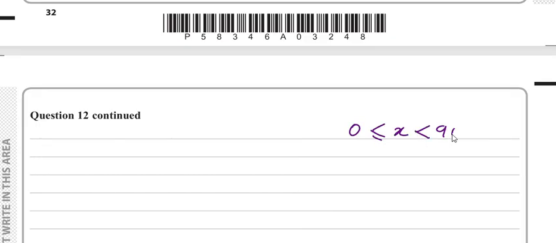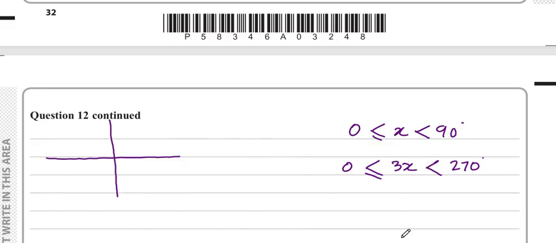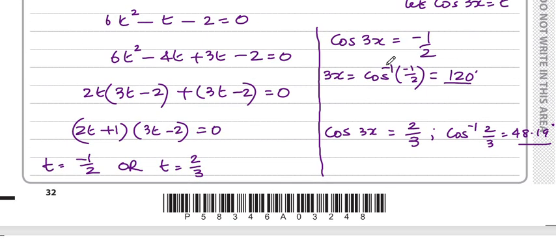and 90 degrees. Okay, I'm going to change this into 3x. So therefore 3 times 0 is 0 and 3 times 90 is 270 degrees. So I need to solve for 3x between these two new values. So let's first of all draw the 4-quadrant diagram. So when cos of an angle is negative, see, cos 3x is equal to minus half.